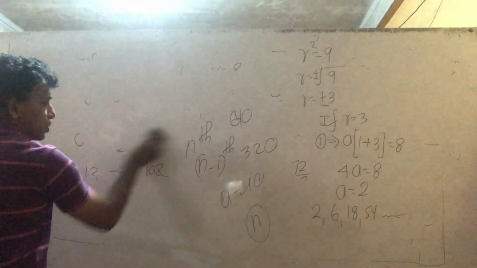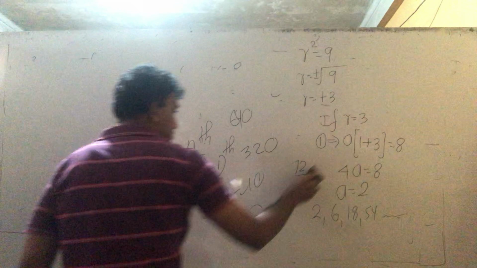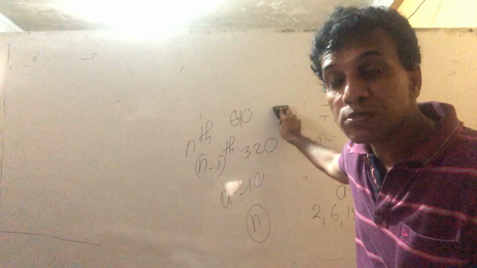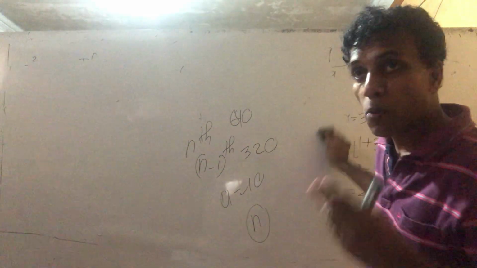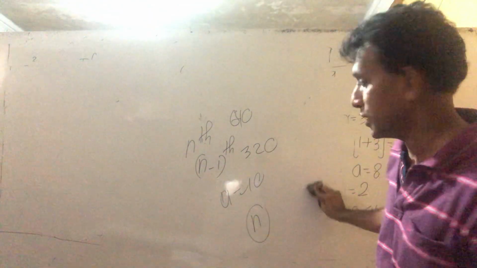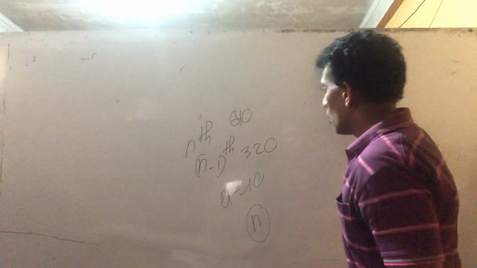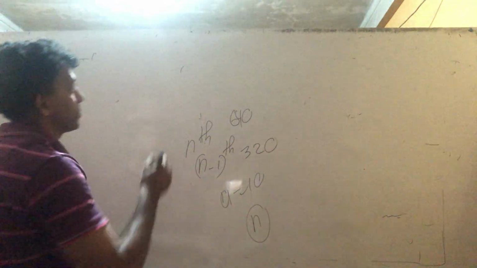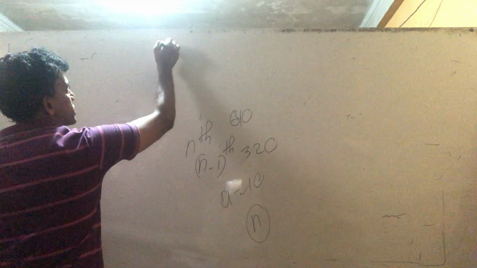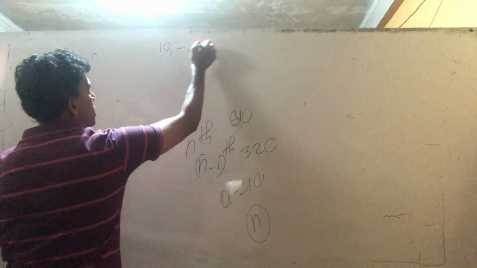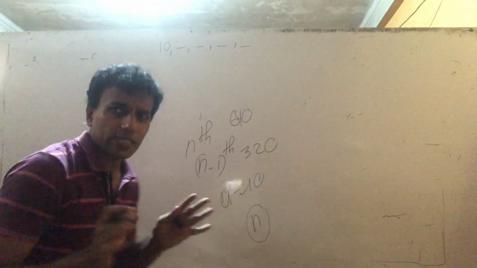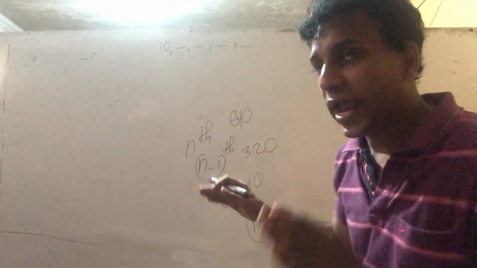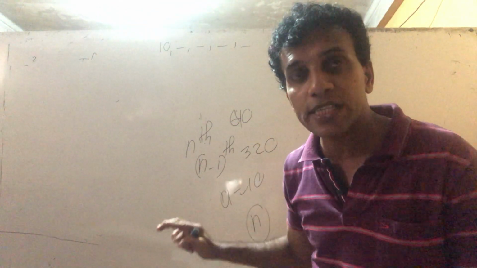See, an important question. Find the value of n means how many terms are available. Yes, they are asking how many numbers are available in this series. There's a GP, first term is 10. What is the second term? We don't know the other terms, right? First term is 10, and they give the nth term and the n minus 1th term.